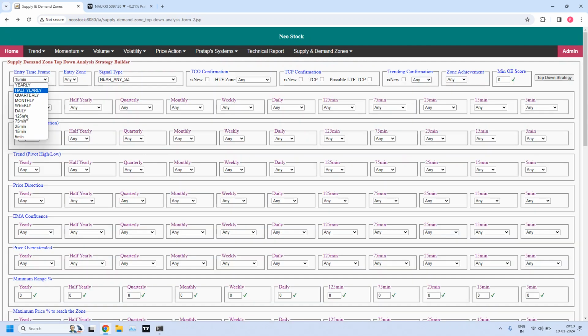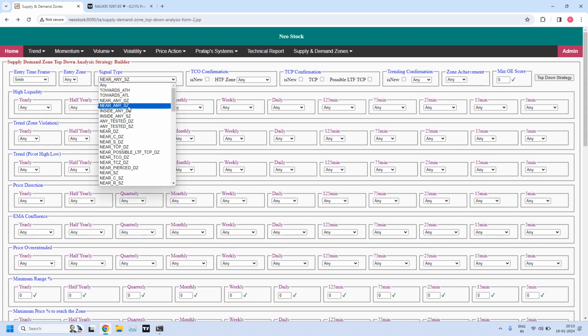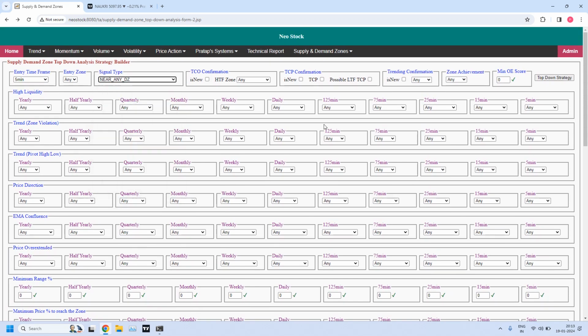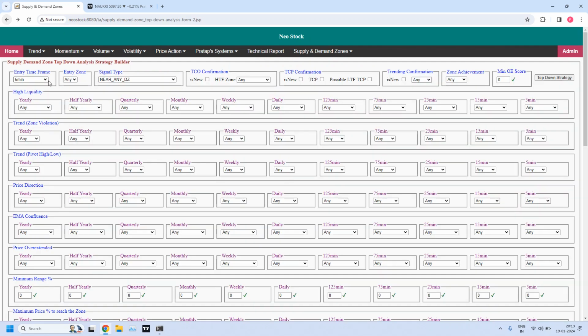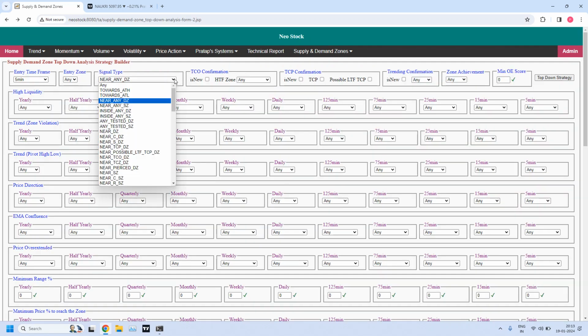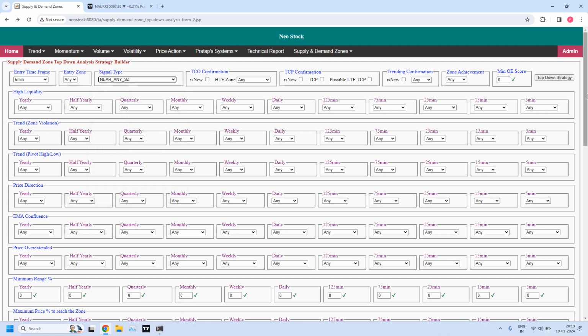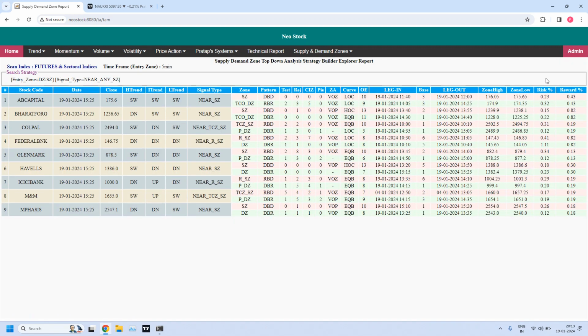Let me go back. Let us change the time frame to 5 minutes. Let us find the stocks near 5 minutes demand zone. Let me go back for 5 minutes time frame. Let me find the stocks near 5 minutes supply zone. So this is the filtered list for finding the stocks. All the demand zones starting from yearly time frame until the 5 minutes time frame.